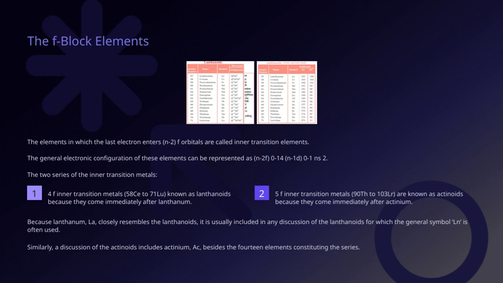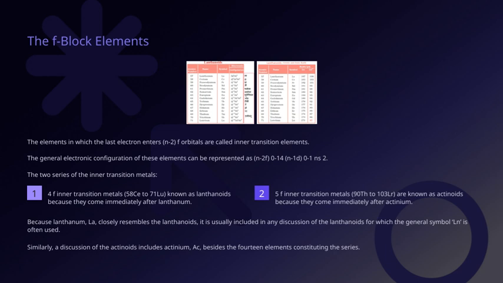Moving on to the lanthanoids, these are the 14 elements from 58 Ce to 71 Lu. They're called lanthanoids because they come immediately after lanthanum in the periodic table. Now, a key point about these inner transition metals is their general electronic configuration.